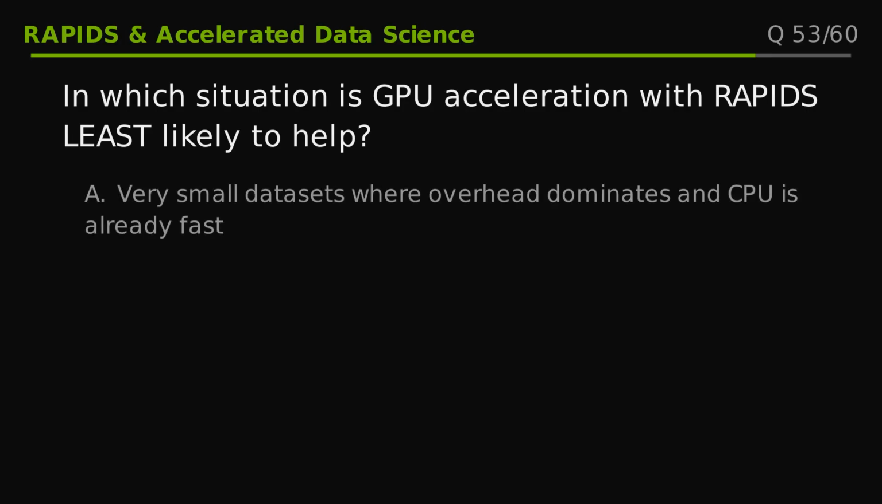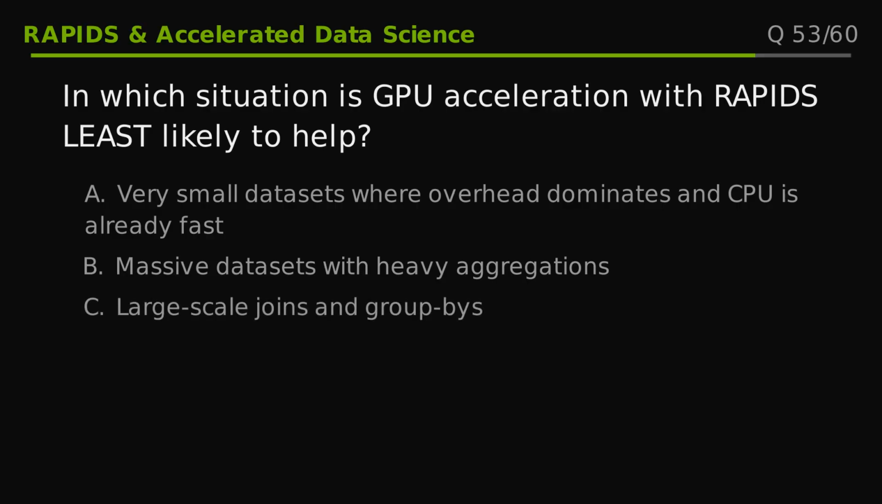Option A. Very small datasets where overhead dominates and the CPU is already fast. Option B. Massive datasets with heavy aggregations. Option C. Large-scale joins and group bys. Option D. Training models on large tabular data.